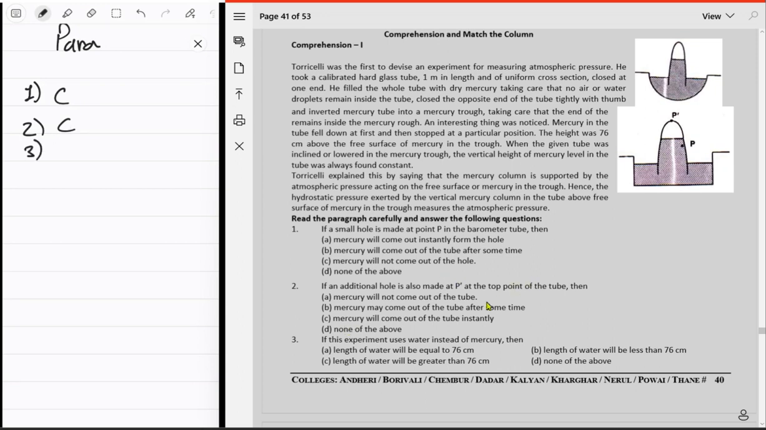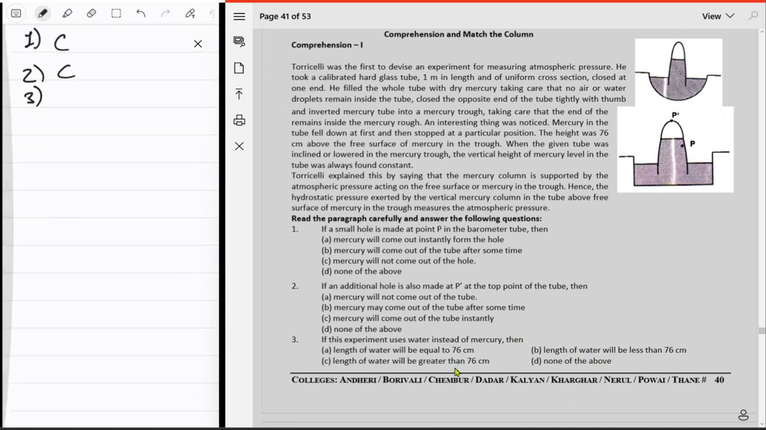Third, if this experiment uses water instead of mercury, then length of water will be equal to 76 centimeter. What do you mean by that? No, that's just wrong. Length of water will be less than 76 centimeter. Oh come on, do I really have to do that? So 1 atmosphere, 10 power 5, equals rho gh. Rho is 10 power 3 times g, 10, times h, right? Rho, then g, then h. So h equal to 10. So it would just be 10 meters. Oh, that's quite long actually. 10 meters, that's a lot. So it's definitely more than 76 centimeter. That's very weird.